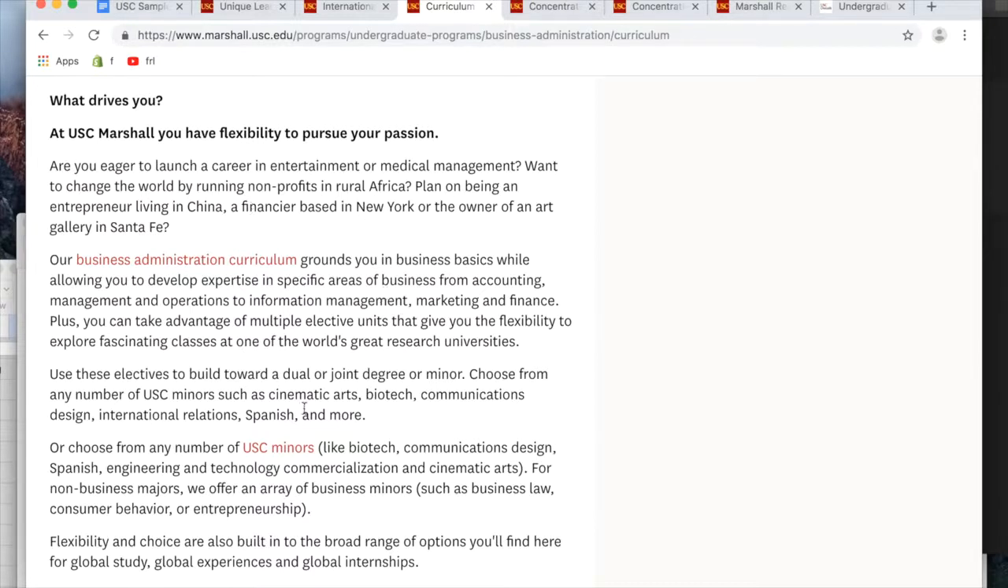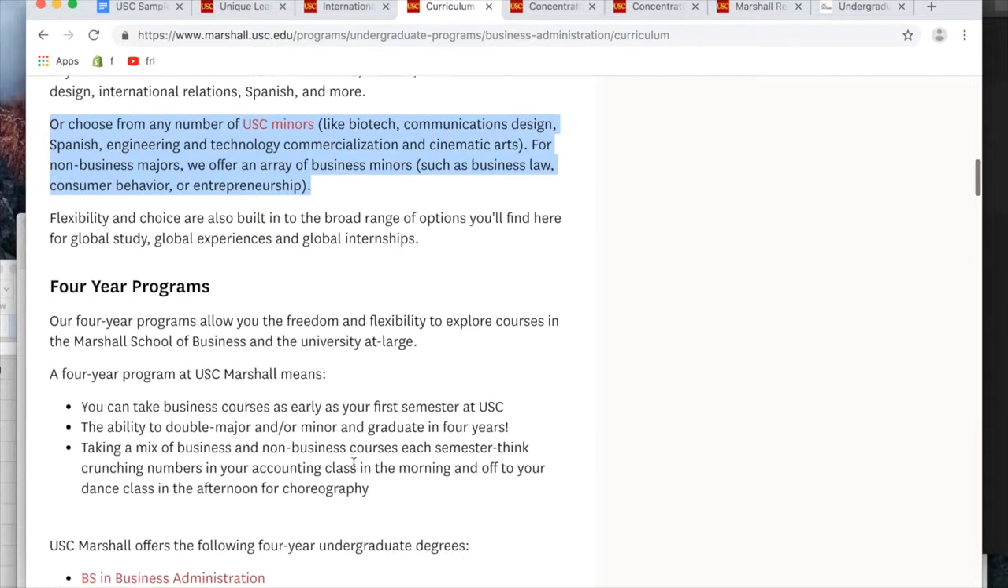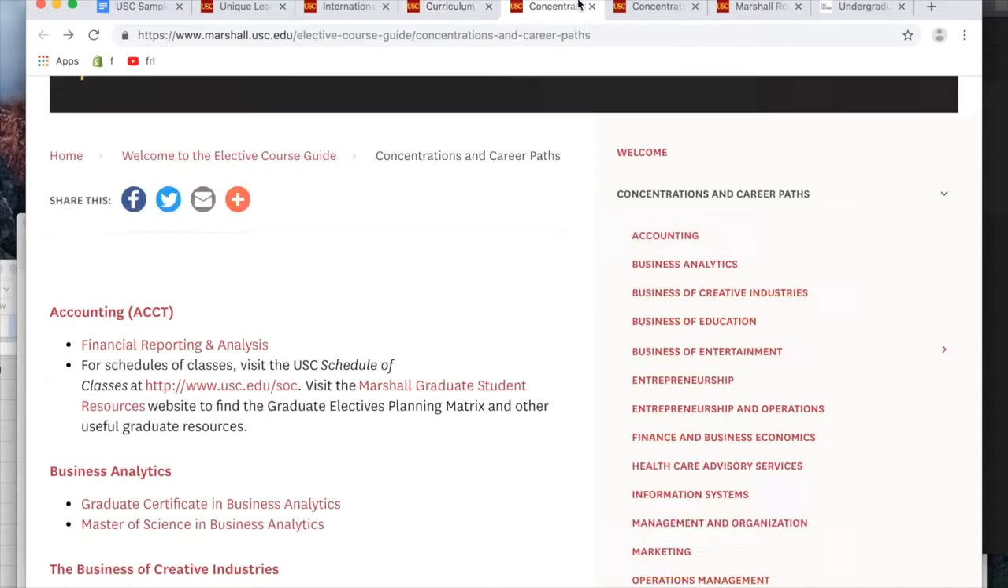And also, Marshall has minors, so you can combine the major and the minor together, and also figure out how it links to the goal that you want to pursue. So that will be a very important step to do.